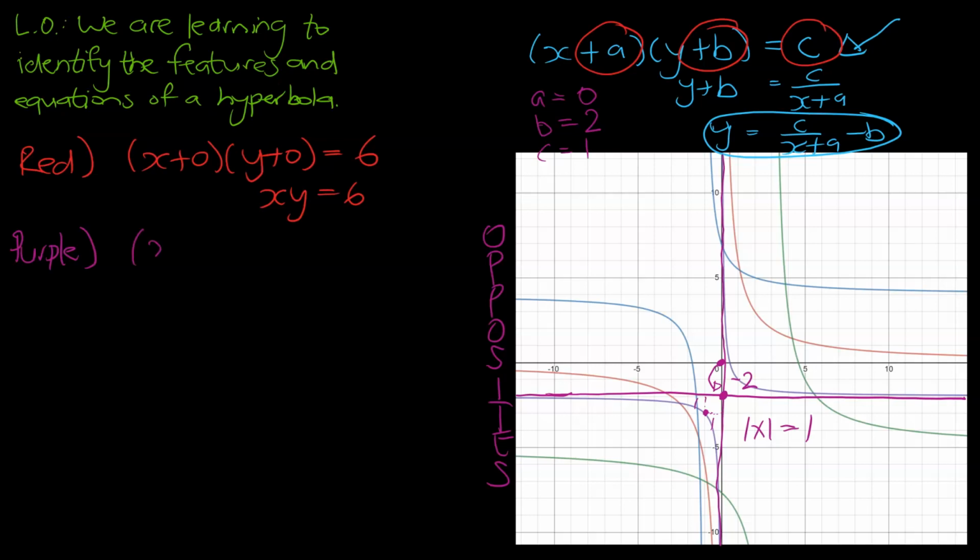So technically, it's going to be x plus 0, y plus 2 is equal to 1. We can simplify the first part by doing x times y plus 2 is equal to 1, and that there would be the equation of our purple graph.